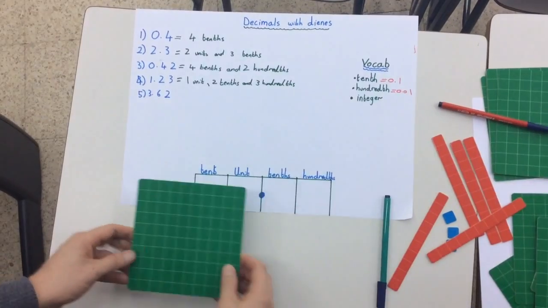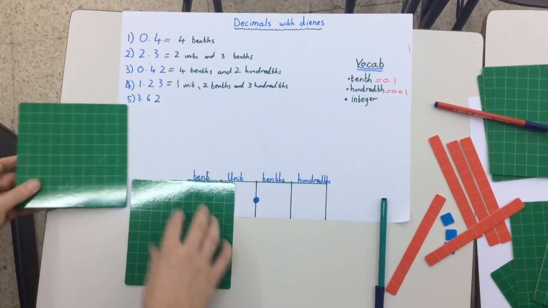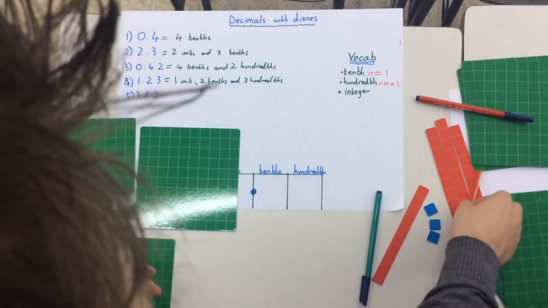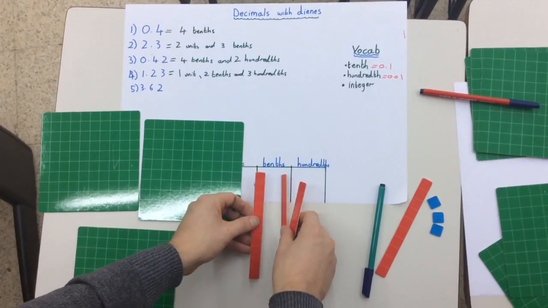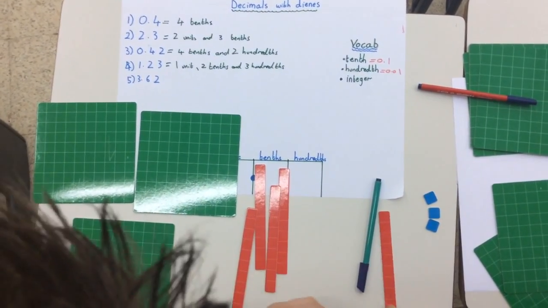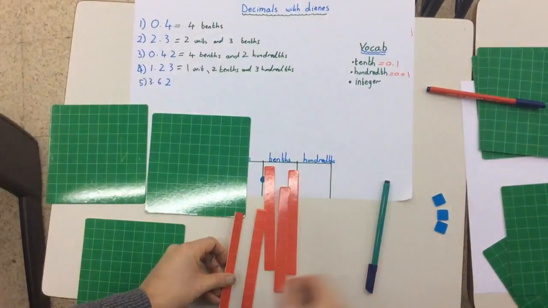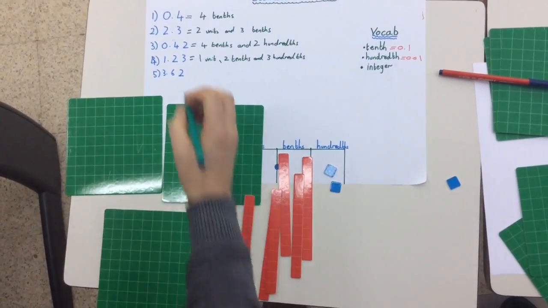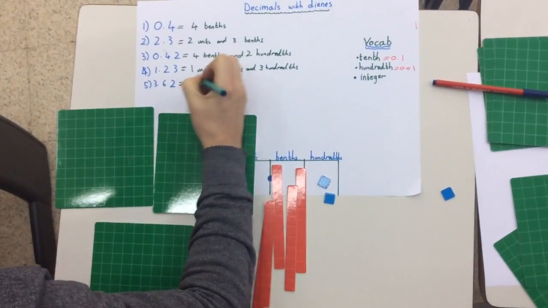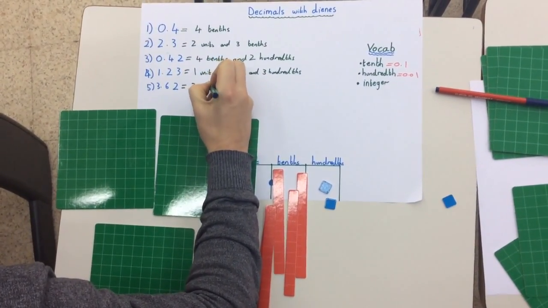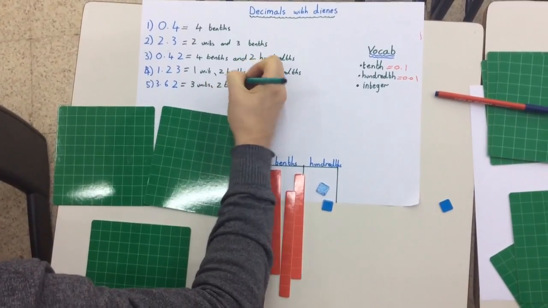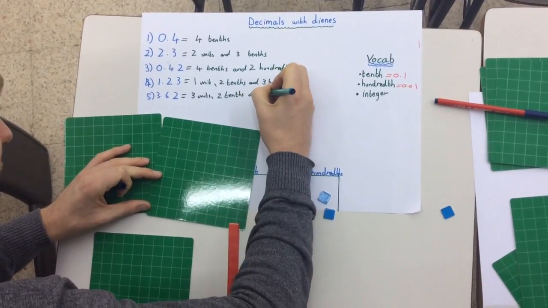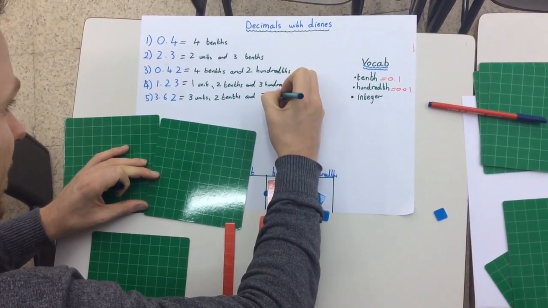If you can, close your eyes and imagine that, and then when you open them, what you should be seeing is something like this, where we have 6 tenths, 2 hundredths, and the 3 whole ones. So I'm going to write this: 3 units, 6 tenths, and 2 hundredths.